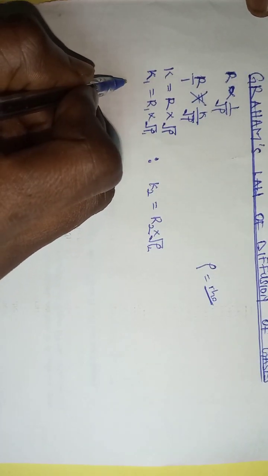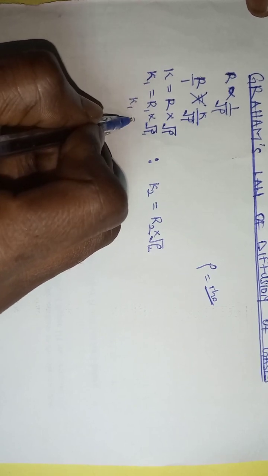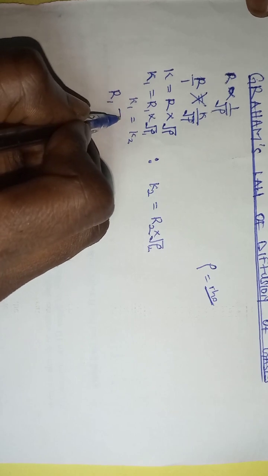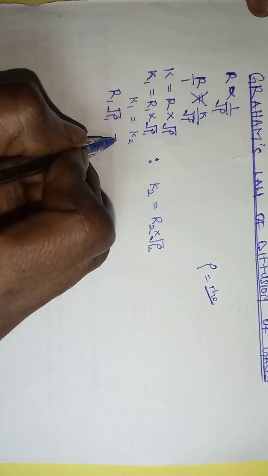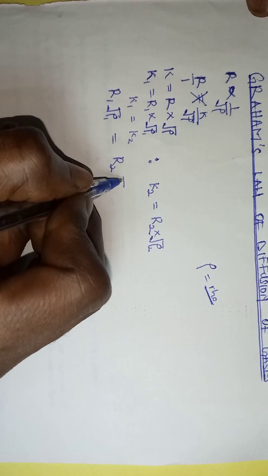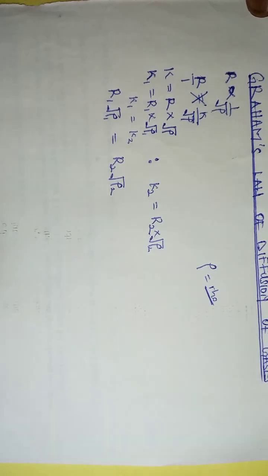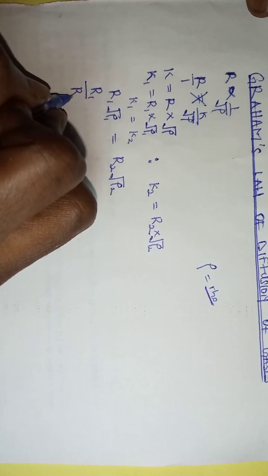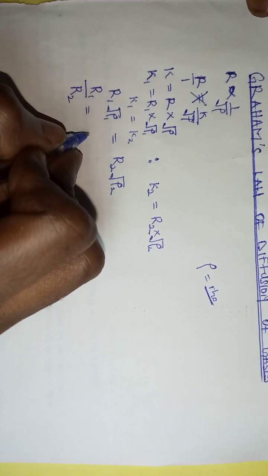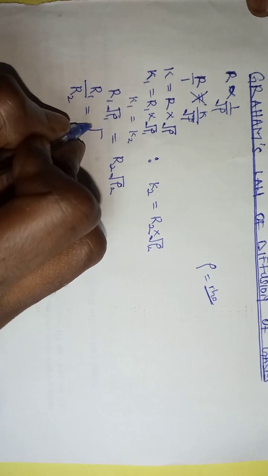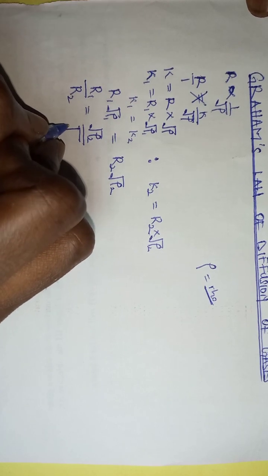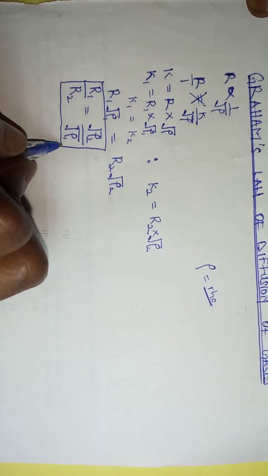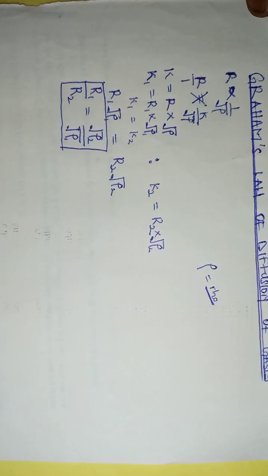So let's combine. Let's say K1 is equal to K2. So we have R1 times the square root of density 1 equal to R2 times the square root of density 2. We can divide R1 by R2 so that we have R1 over R2 equal to the square root of density 2 upon the square root of density 1. This is one of the first equations that you need to take note of if we are dealing with Graham's law.